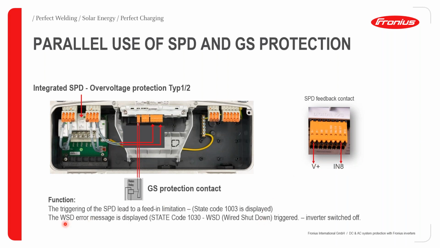Good. As a function, the triggering of the SPD leads to a feeding limitation with the state code 1003 displayed on your monitoring device. And with the WSD error, the WSD error message is displayed in terms of the GS protection, and the state code that will appear on your monitoring device is 1030. And since it is a wired shutdown command, your inverter is going to be switched off, thereby protecting the inverter. Good.